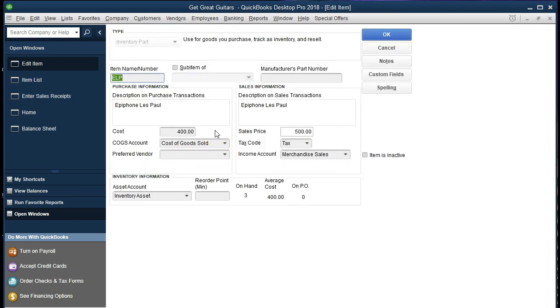And that will give us what the cost was. So it cost us 400. That 400 is not on the sales receipt. Only the sales price of 500 is. But we know that this computer will record that for us. After we record it, we can take a look and see what happened in terms of the cost of goods sold and the decrease in inventory related to that 400 amount. Closing this back out.